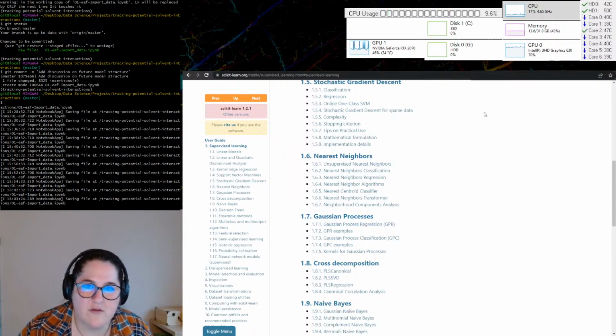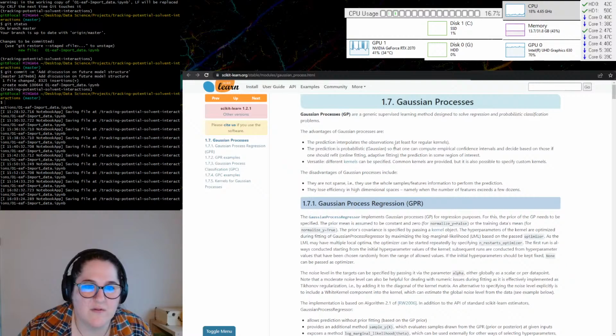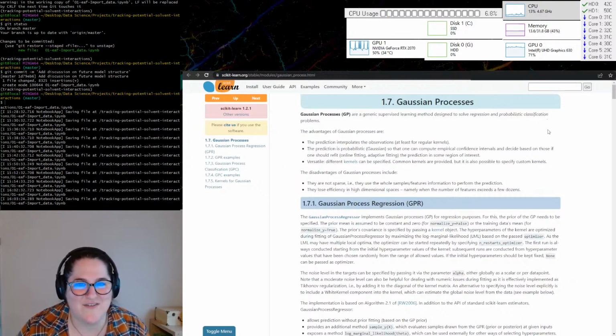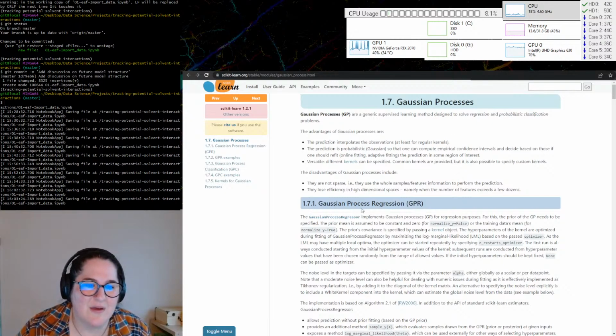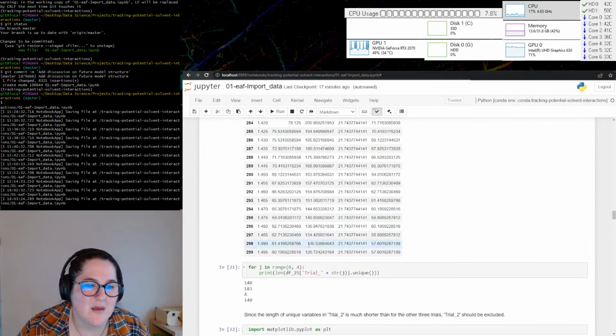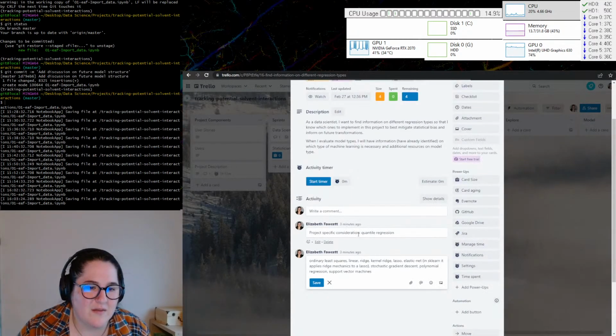Then Gaussian processes. Let's look at some Gaussian. Supervised learning method designed to solve regression and probabilistic classification problems. As the concentration increases, it is more likely that there's a reaction because there's more stuff around that's hitting each other. And that's what you need for a reaction to take place. That's why I was interested in Gaussian process regression. So that's going to go under this project specific.